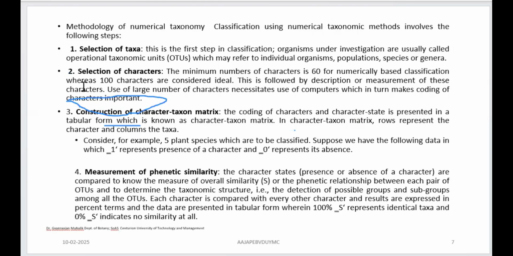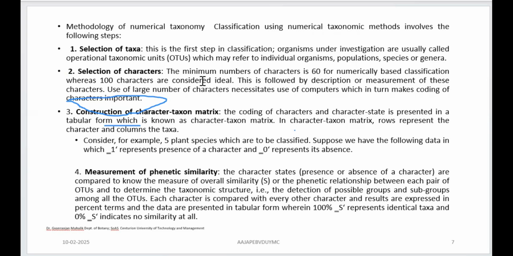Now, when it comes to the methodology, let's go into a little more detail. So selection of taxa, that is the first step in classification, right? So what operational taxonomic unit are you choosing from the different levels like strain, species, genus, and so on till kingdom? Right? So these are different levels. So you have to choose the OTU, which may refer to an individual organism or population or species or genera. That is first. Then selection of character.